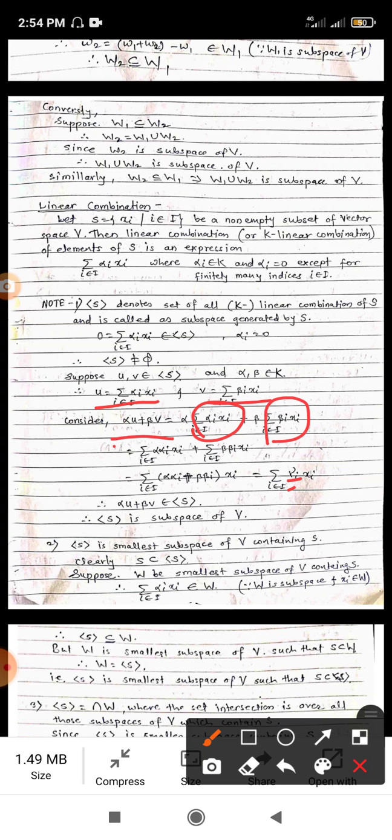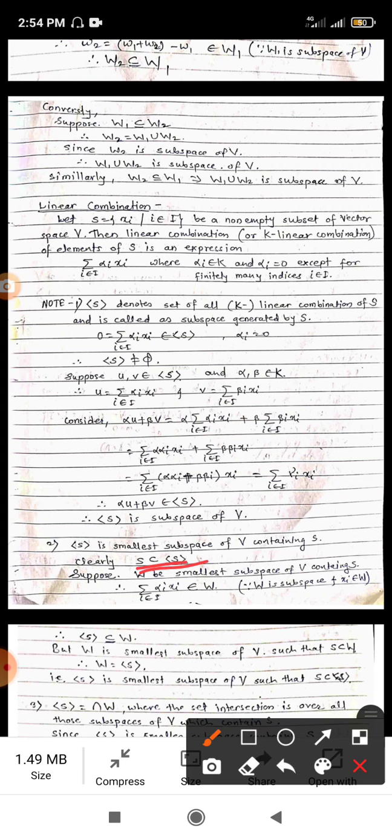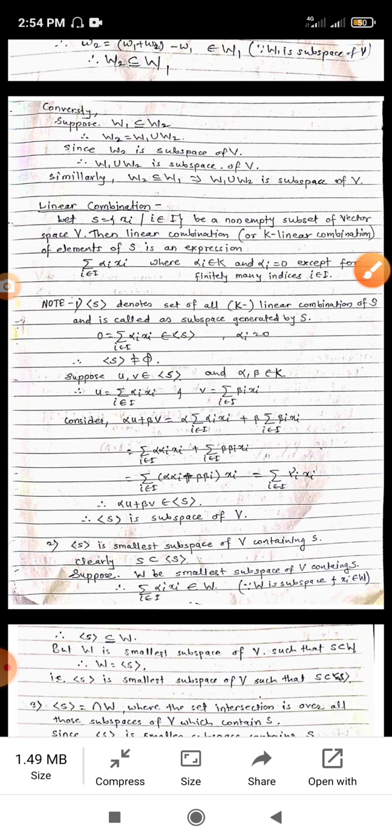Therefore alpha U plus beta V is in the form of a linear combination of xi, which are elements of the generator of S. Hence the generator of S is a subspace of V. And we also clarify the special case of that subspace: the subspace generated by S is the smallest subspace of V containing S. Remember that condition: the generator of S, which is the set of all linear combinations of S, is the smallest subspace of V containing S.